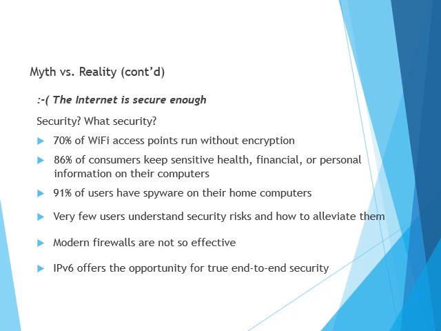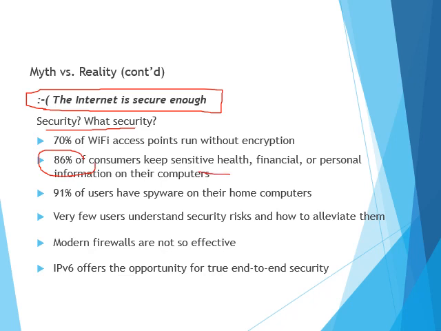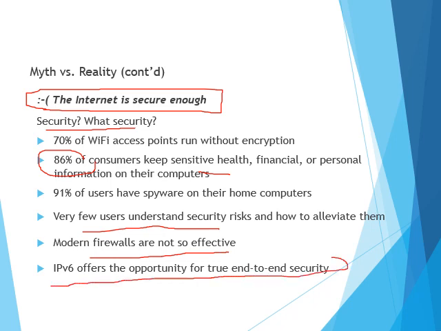Furthermore, before I make the conclusion, is the internet secure enough? In terms of security, 70% of Wi-Fi access points run without encryption, 86% of consumers keep sensitive health information on their computers, and 91% of users have spyware on their home computers. Very few users understand security risks. Modern firewalls are not so effective. But IPv6 offers the opportunity for true end-to-end security. So all of these issues can be overcome by using IP version 6.